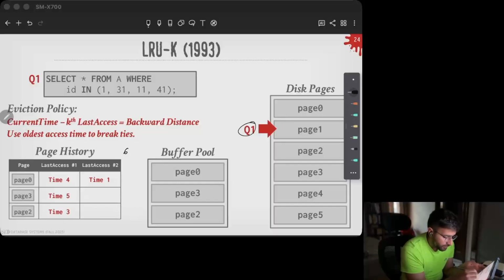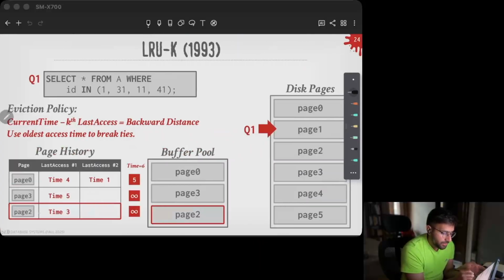So what we do, we jump back and we calculate the distance. This is 1, this is 3. So page 2 is our candidate for eviction. So we throw this page out now. We throw page 2 out, we bring page 1 in, which is what the query needed.